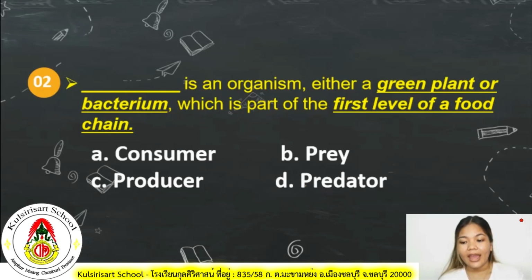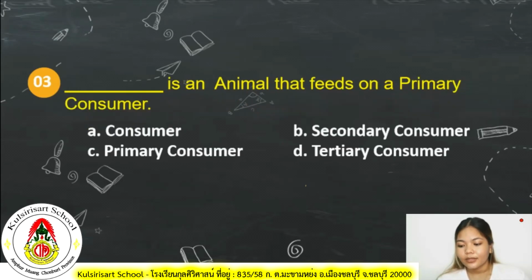Again, blank is an organism, either a green plant or bacterium, which is the first part of the first level of food chain. Is it letter A, consumer, letter B, prey, letter C, producer, or letter D, predator?